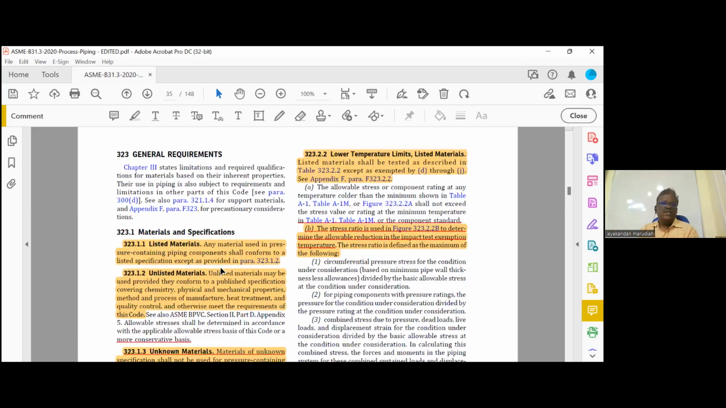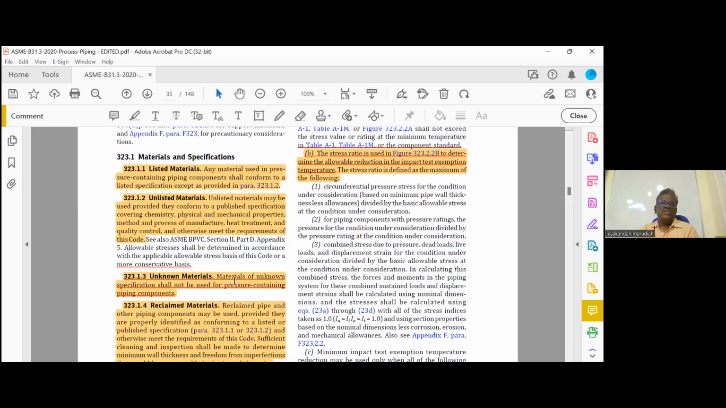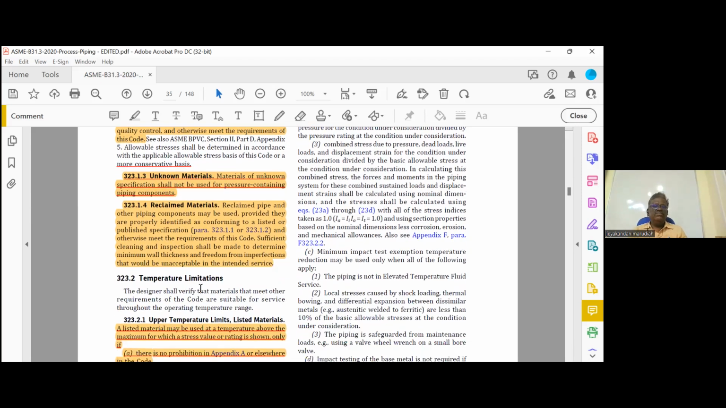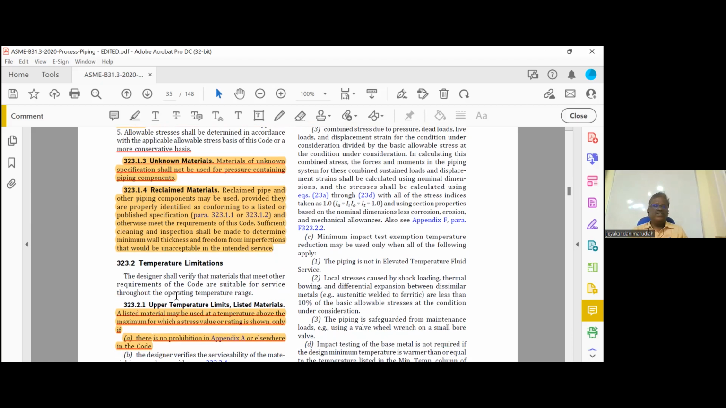Okay, you can see here listed, unlisted. Highlight this unknown material. This is important. Material of unknown specification shall not be used for pressure containing piping components. Reclaimed, we can use it. Then temperature limitations. Highlight 323.2.1. Wherever I have underlined, highlight it.